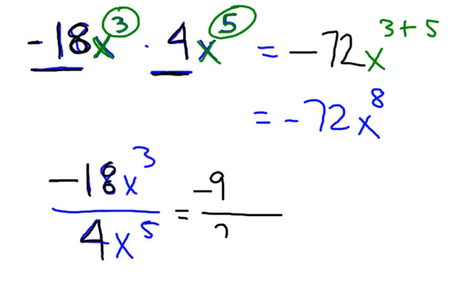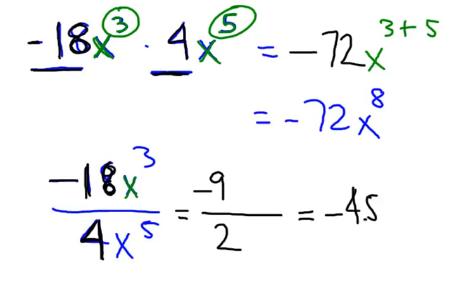9 over 2. If you don't like those pesky fractions, you could just divide it on your calculator. Negative 18 divided by positive 4 on your calculator would give you a negative 4.5. They mean the same thing, but you do what works for you, okay? And if you got a question, again, shoot me an email. All right, now I'm going to do the same thing.